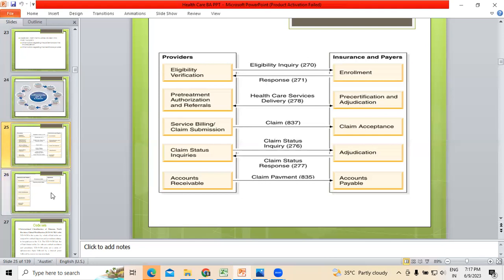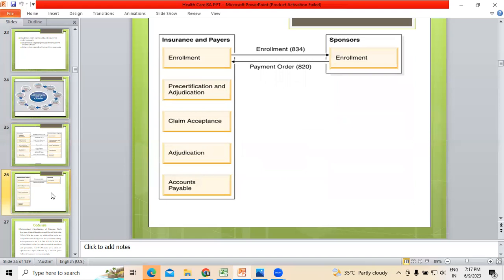Understand? Clear? Next, when you talk about enrollment, for enrollment purposes, it is 834. Enrollment from a payer to the sponsor is 834. Whatever payment order was received, please go ahead.